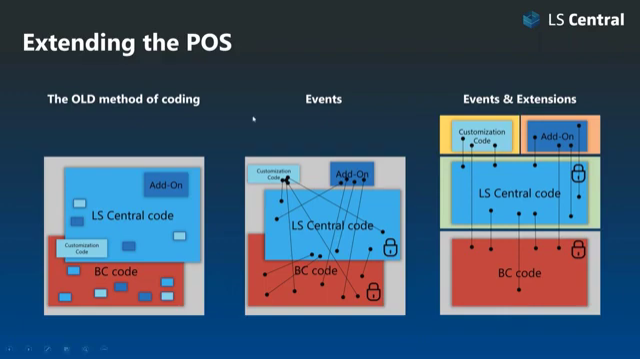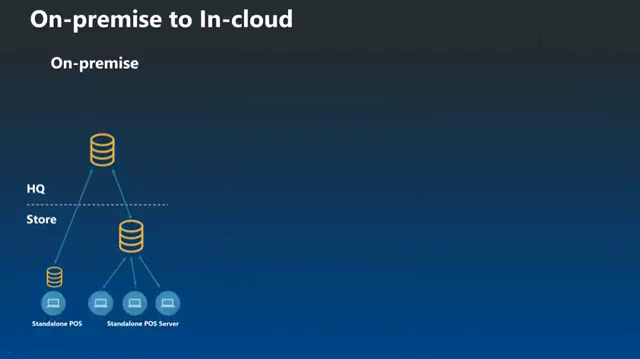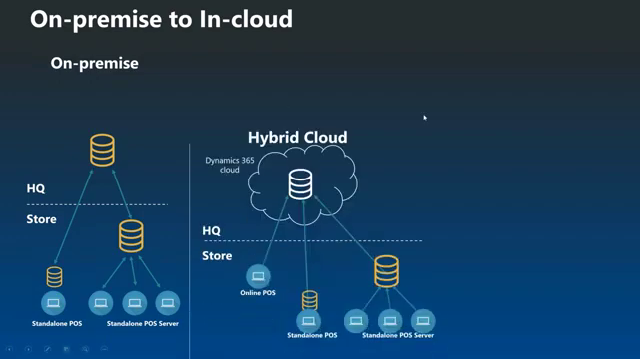Now there are 3 deployment scenarios for the LS Central solution. There's the on-premise, a mixture of standalone POS or POS connecting to a standalone POS server, and the data is replicated to the server in HQ. Now this is an environment very familiar to us that we all know very well. But then there's the hybrid cloud.